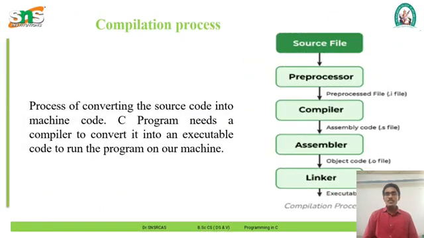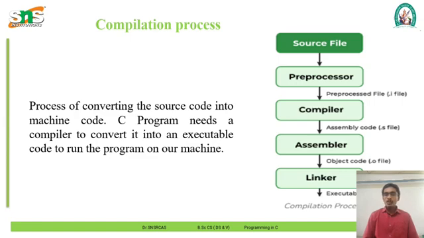Now the first process will be compilation. Actually, the source file is taken into the preprocessor as the first stage. After the file is preprocessed, the compiler takes the source code and converts it into assembly code, and again the assembler takes the assembly code and converts it into object code, and again the object code is linked to produce the final code as an executable file.